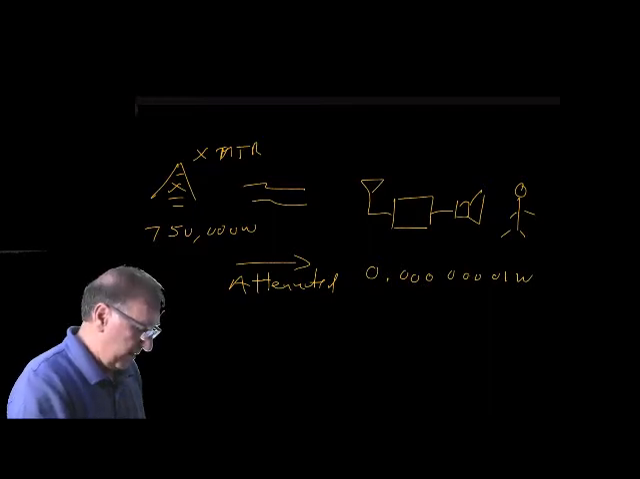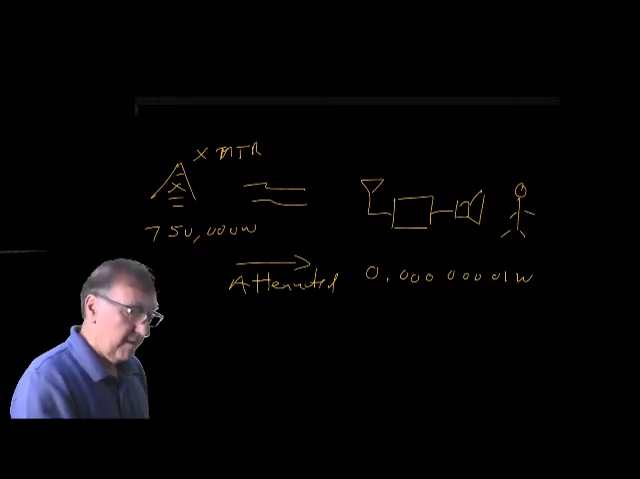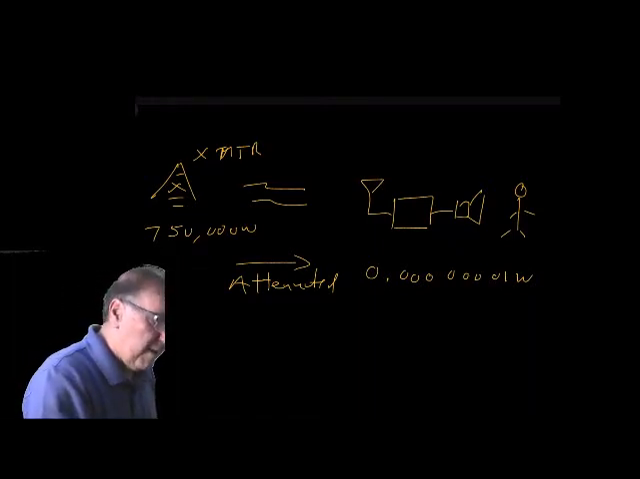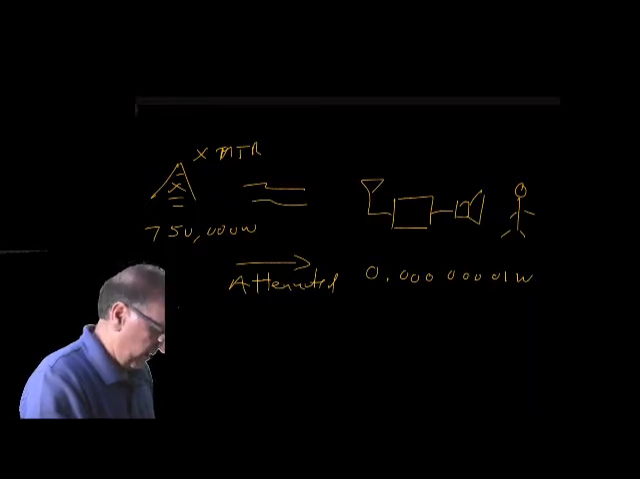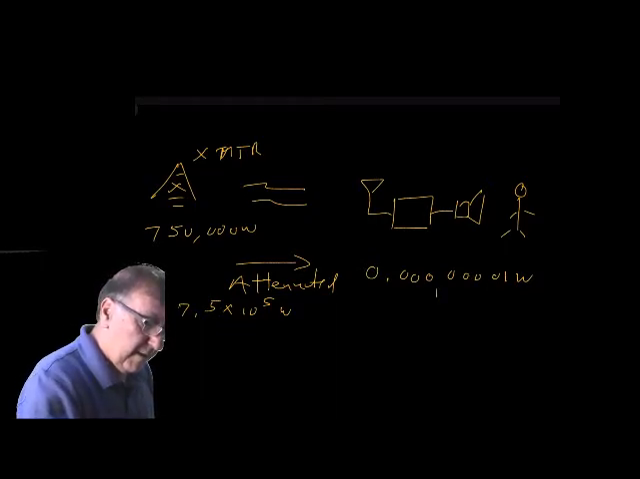So if we write that in scientific notation, 750,000 watts would be 7.5 times 10 to the 5th watts, and the attenuated signal would be 1 times 10 to the minus 8 watts.